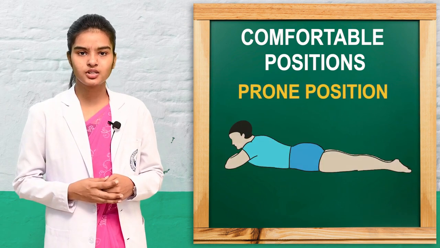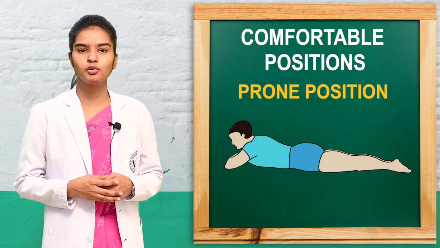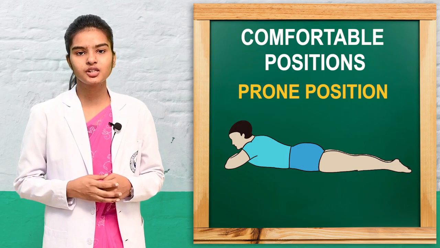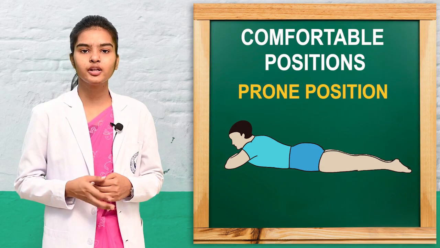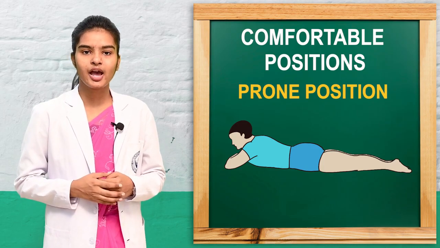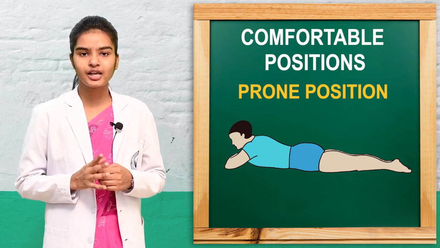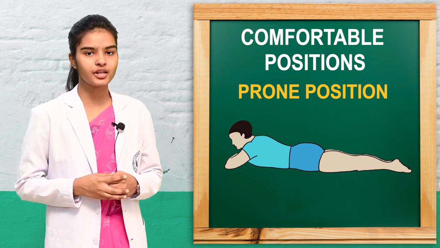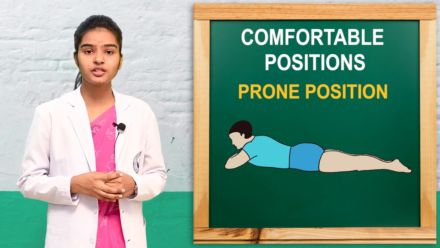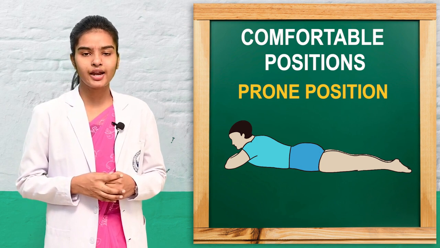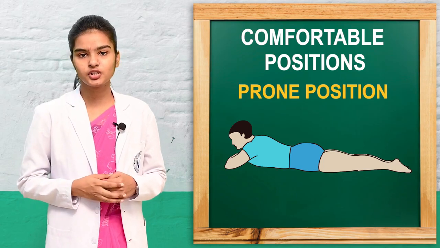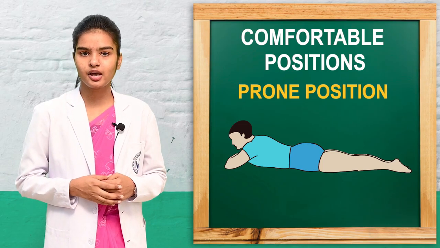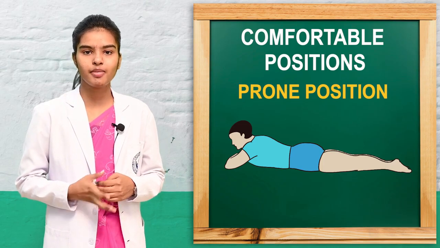Next we are moving towards the next position, that is the prone position. Prone position is a kind of position where the client is asked to lie down on his abdomen and the head should be on one side, and the arms should be flexed downwards or upwards and the feet are to be extended totally. Here the position is used commonly for the examination of the spine or the back.